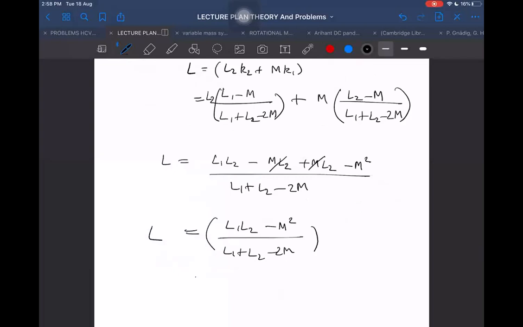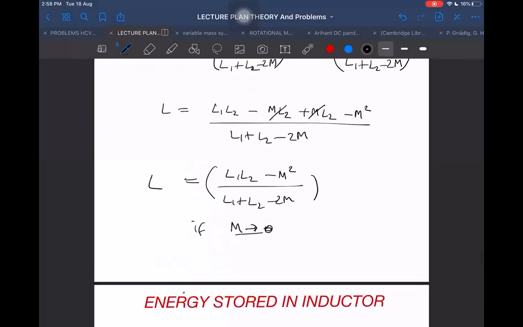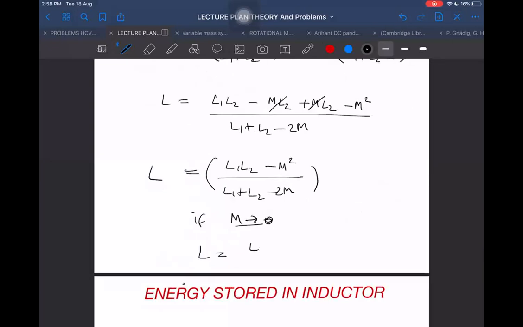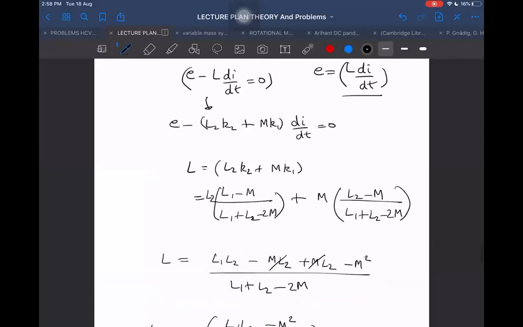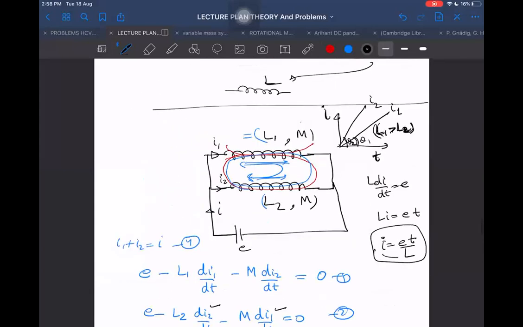If mutual inductance is negligible, if mutual inductance tends to 0, then I can write L as L1 L2 upon L1 plus L2. It means the series inductance and parallel inductance formulas just behave like resistance for those cases where the mutual inductance is 0. Where there is no mutual inductance, we have the same formula as that of resistance. In resistance also we have R1 R2 upon R1 plus R2 for parallel combination, and in this case also we have the same thing.